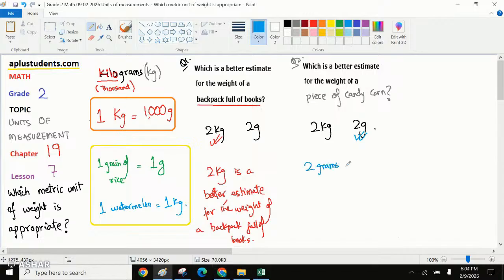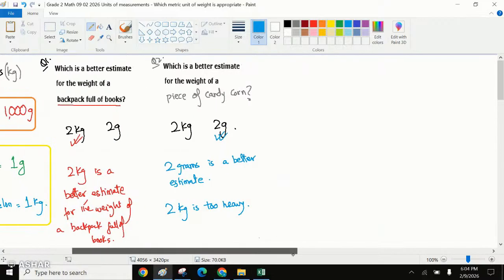Agreed? So we can say 2 grams is a better estimate. Why? Because 2 kilograms is too heavy. 2 kilograms would be too heavy to be a single candy. So over here, what we need to see is which would be heavy, which would be lighter.